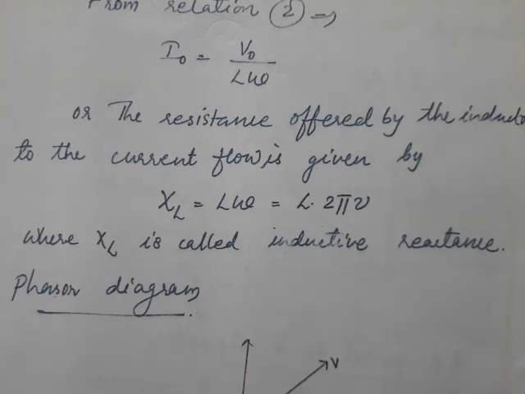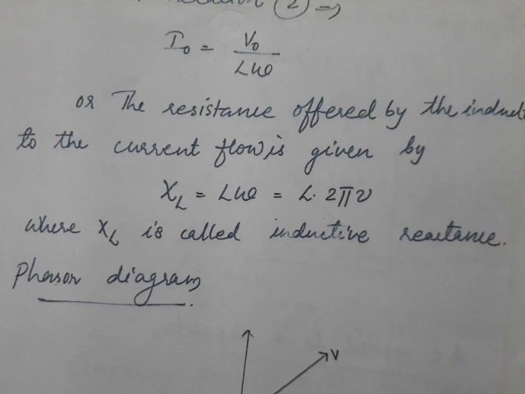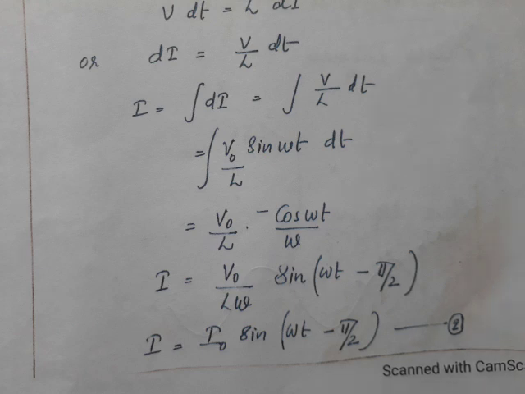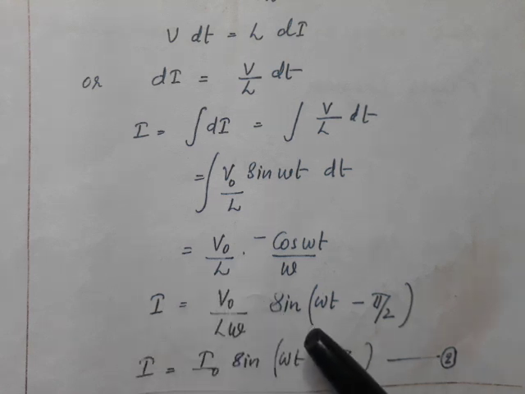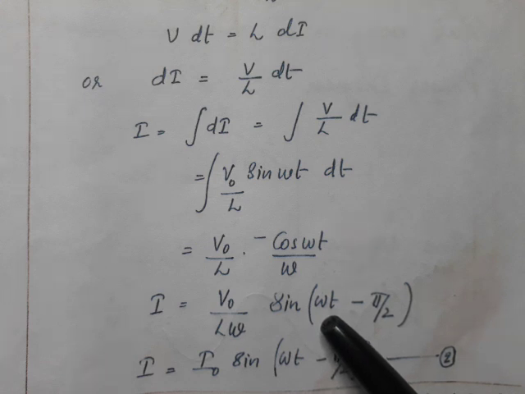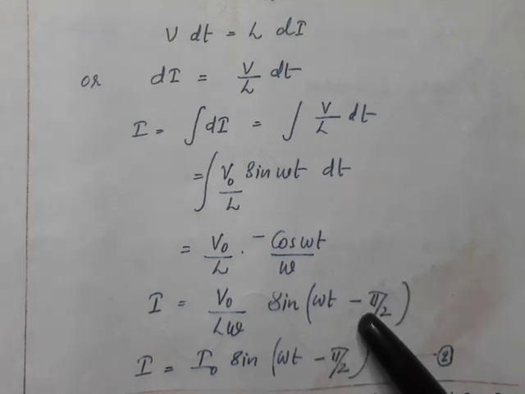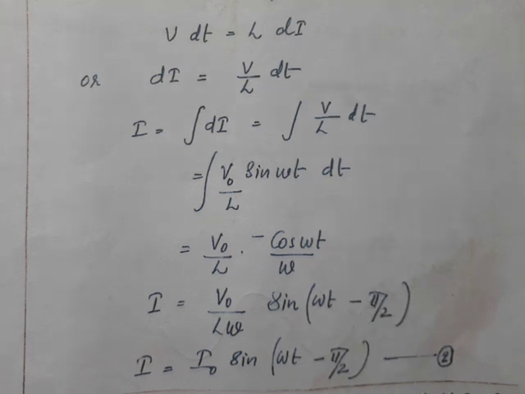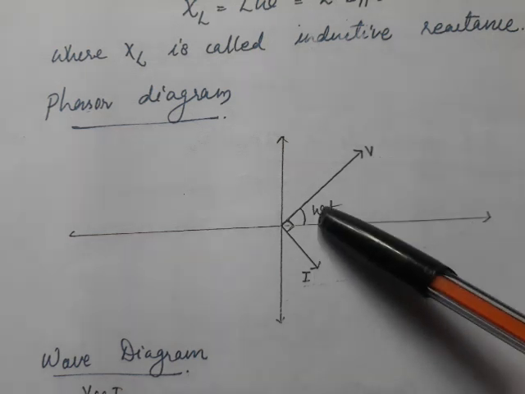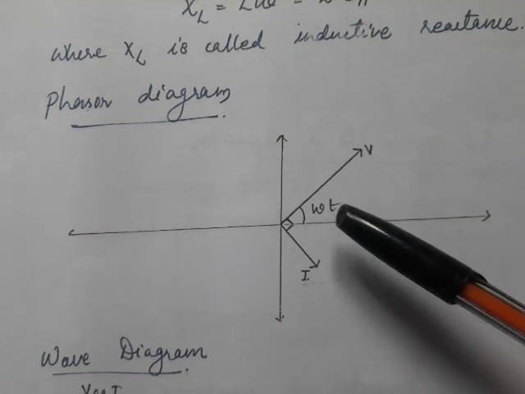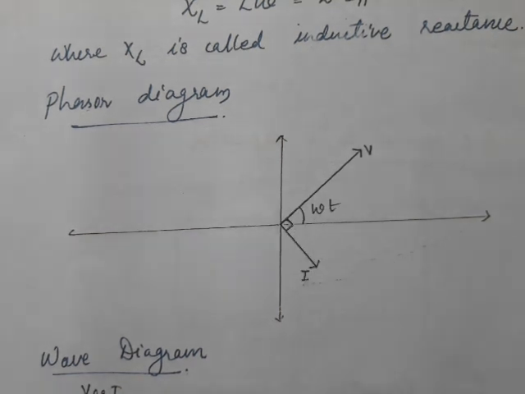Now let's consider again the phasor diagram. Here we have the phasor diagram of voltage and current, but voltage and current are not in the same phase. Voltage was V equal to V0 sin omega t, but current I is V0 by L omega sin omega t minus pi by 2. There is a difference of minus pi by 2. So current is at the back, it is lagging by pi by 2. So if I draw V making an angle omega t, I is at the back by 90 degrees. That is why we draw like this.